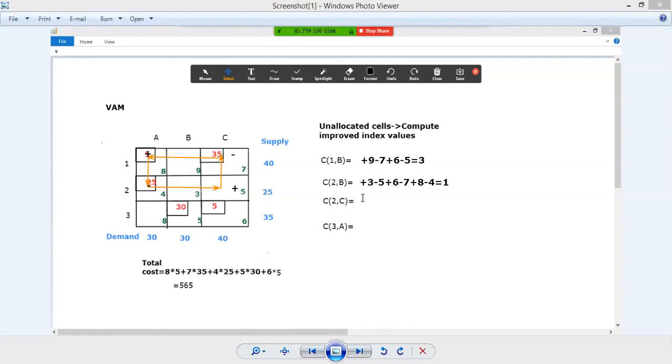Now compute a cost for this unoccupied cell also. We need to compute the cost. The cost will be plus 5 minus 7 plus 8 minus 4, which will be equal to 2.